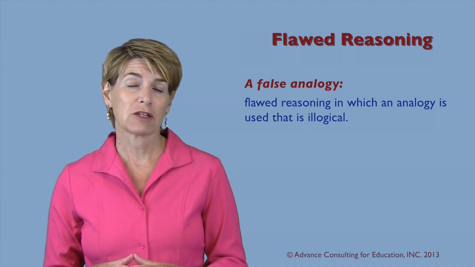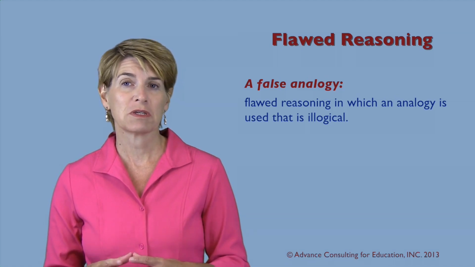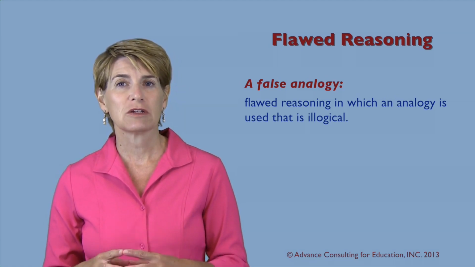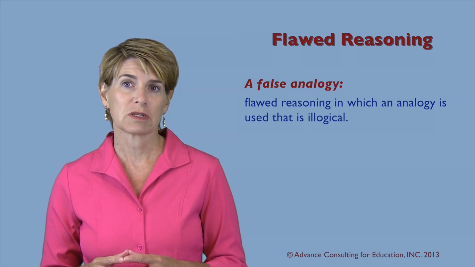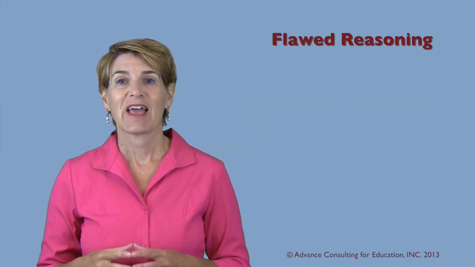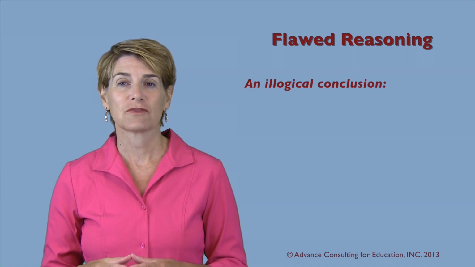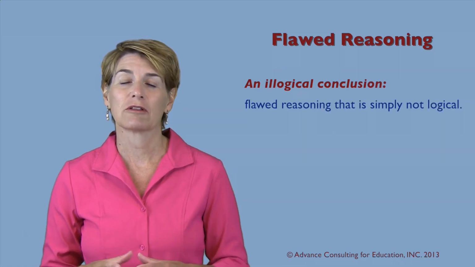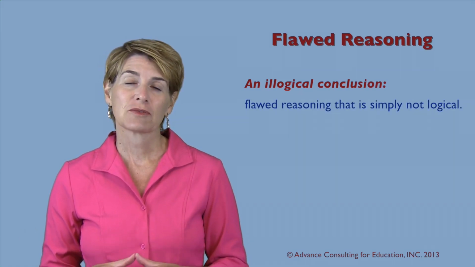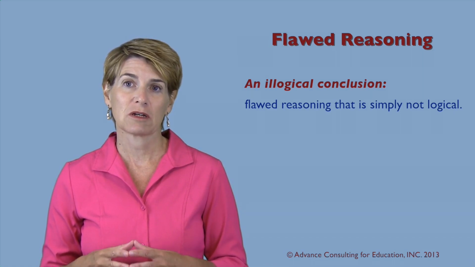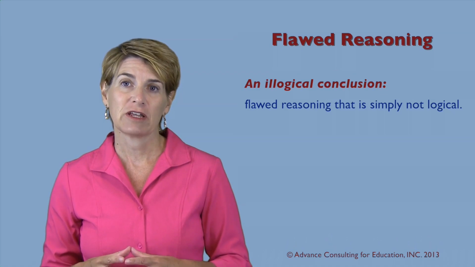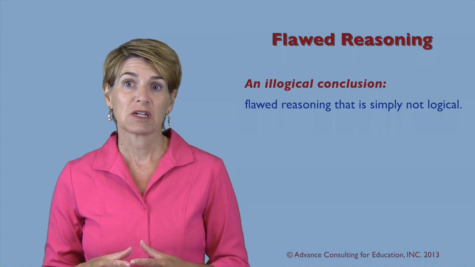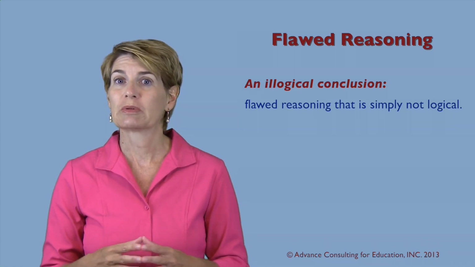A false analogy is when two objects appear to be similar, but they're actually different with respect to the particular property being used in the reasoning. An illogical conclusion is false reasoning that is simply not logical. If I try to make my conclusion based on the point that 2 plus 2 equals 5, I have an illogical conclusion because mathematically we know 2 plus 2 equals 4.